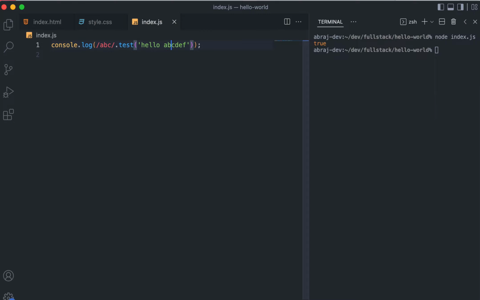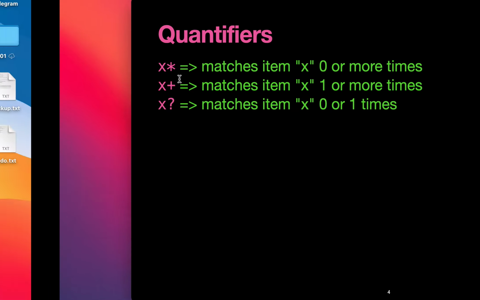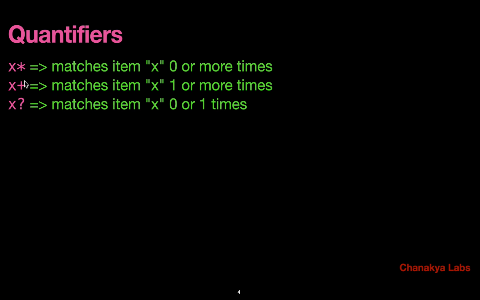But if I give A B B C, it will say no, it is not matching, because ABC is not there. But I don't want to write that whole logic myself. There is a shortcut. If I write X star, it means match this item, whatever you put the star or asterisk in front of, zero or more times.